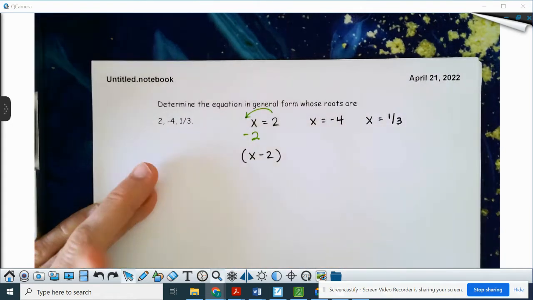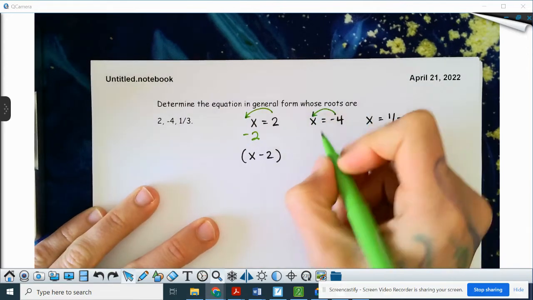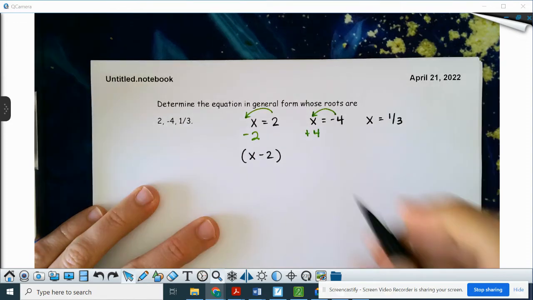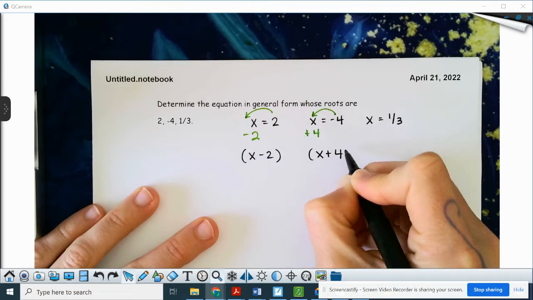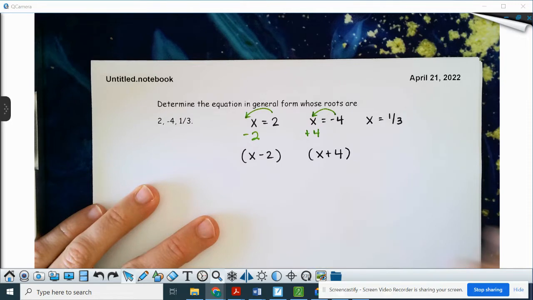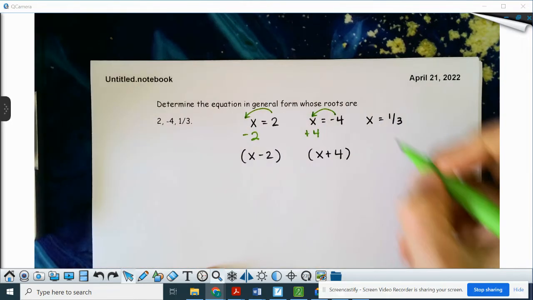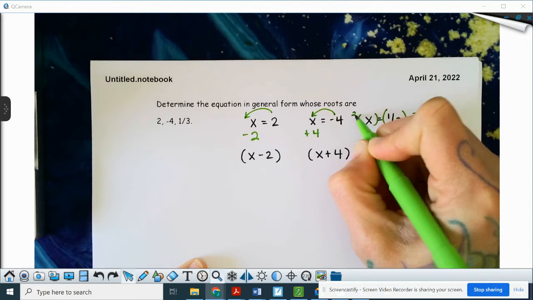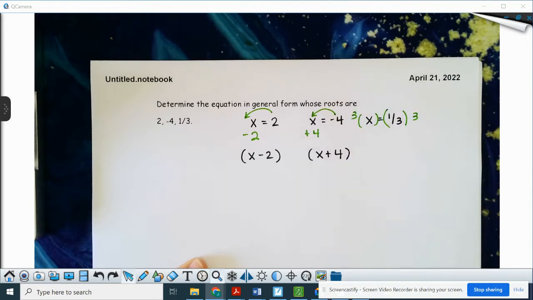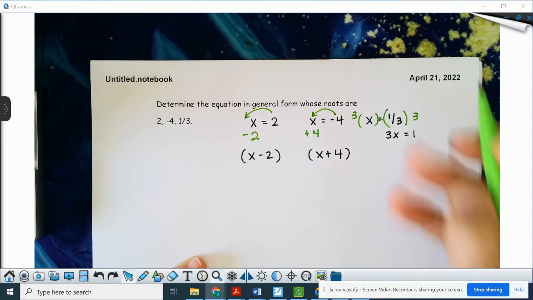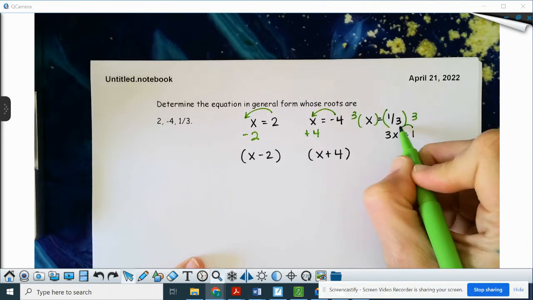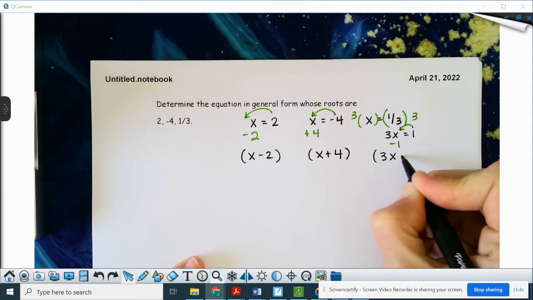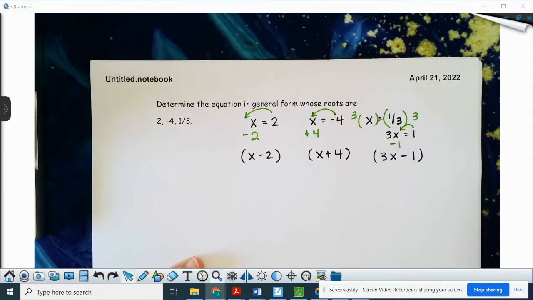So this factor is going to be x minus 2. Same thing for our -4. We're going to add it to both sides because it's a negative to get it across the equal mark. So it means x plus 4. Now, this fraction, there are no fractions in your factoring. But 1/3, there's a 3 in the denominator, so I'm going to multiply both sides by 3, which gives me 3x equals 1. Now it looks just like the others, except we have a 3 attached to that x. I'm going to move that 1 over by subtracting. So that factor is going to be 3x minus 1. Now I have all three factors.